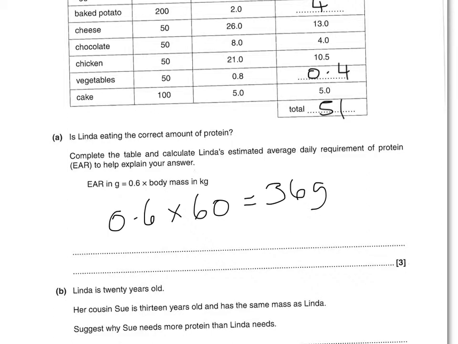So you get a mark for working out both of these, you get a mark for the total, and you get a mark for 36, sorry, you get a mark for saying either no because she's eating too much, or yes because she's eating more than enough.